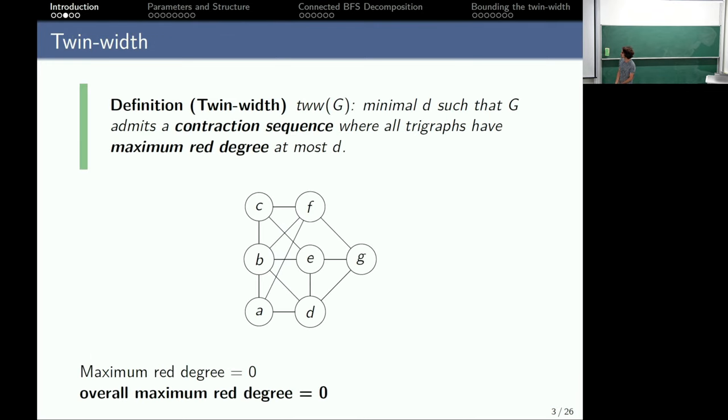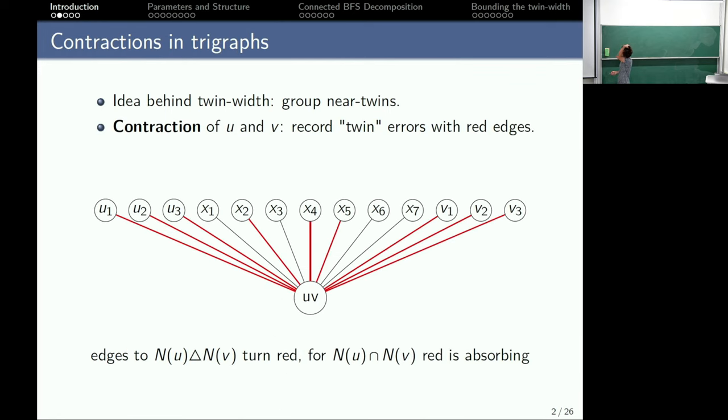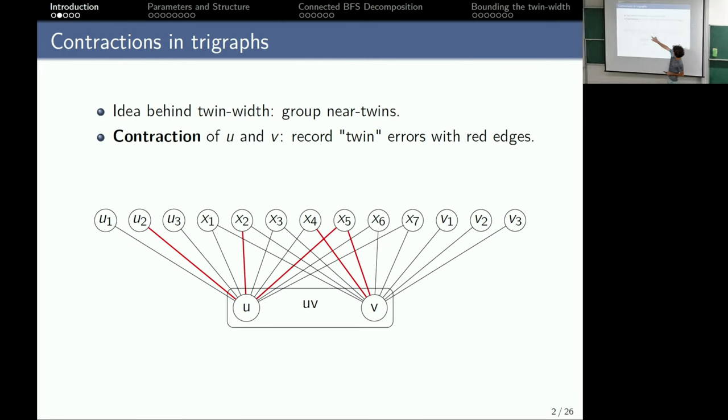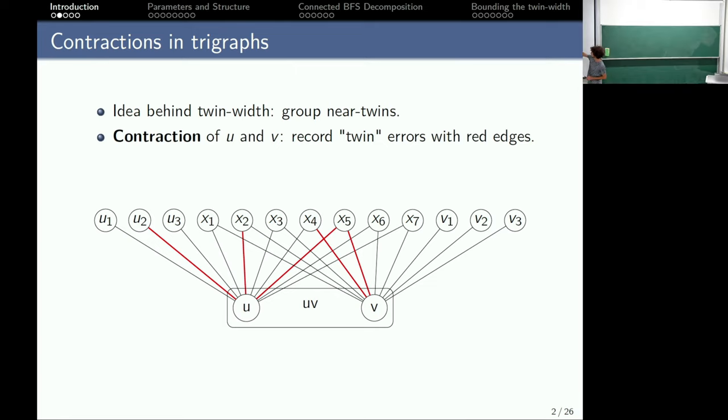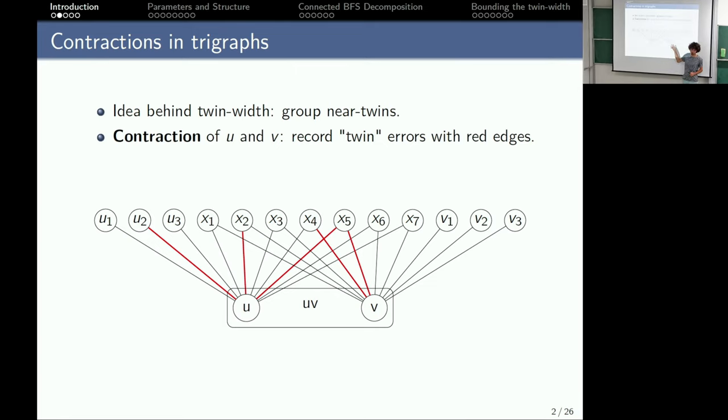This is enough to define treewidth, and we need the definition of a contraction sequence. For the common neighborhood, you just take the intersection. Here my common neighborhood is x1 to x7, and I might already have some red edges from U or V to one of the neighbors. If one of the two edges is red, or both of them are red, the new edge from the contraction will also be red. Basically, the only situation where I keep a black edge from the contracted vertex to a neighbor is that both U and V have a black edge towards that neighbor.